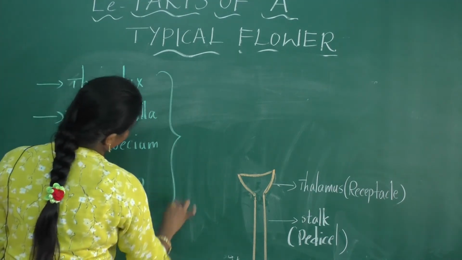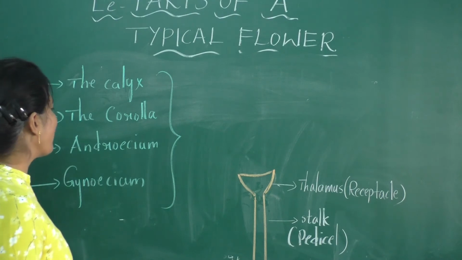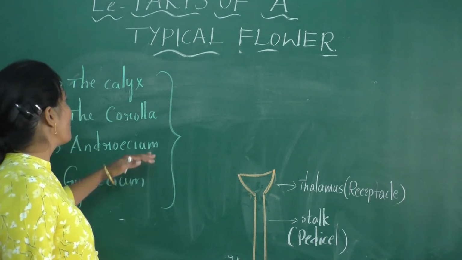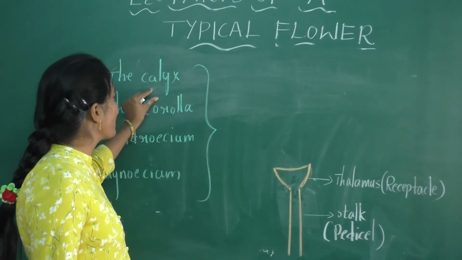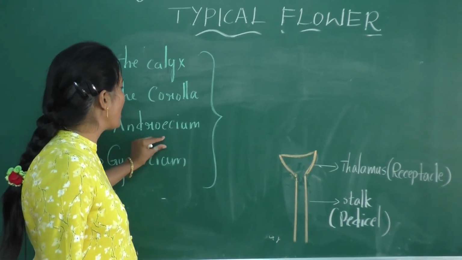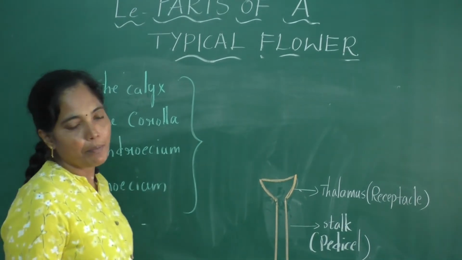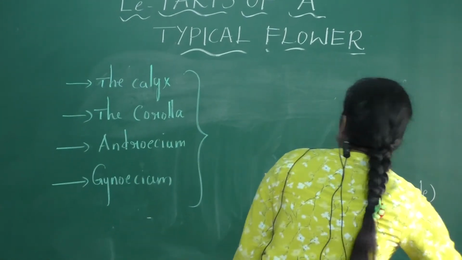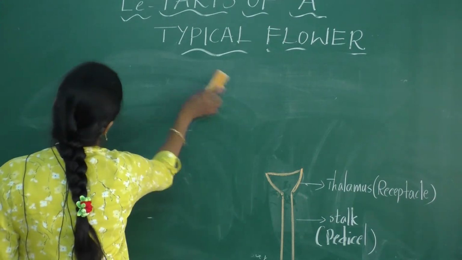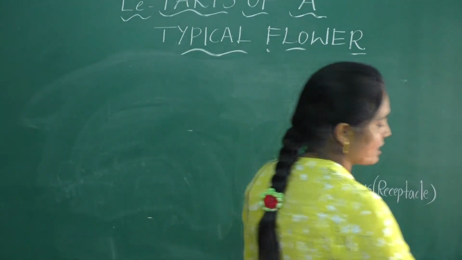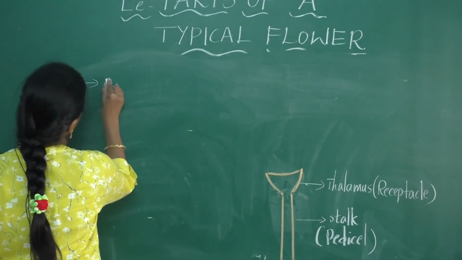These four whorls are arranged on this thalamus in a definite sequence, that means in a proper order from outer to inner side. I have written here: first whorl is calyx, second whorl is corolla, third whorl is androecium, and fourth whorl is gynoecium. Now all these parts we will discuss in detail, very clearly. What is the first part, children? Calyx.